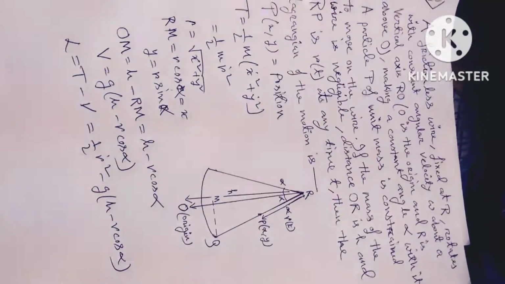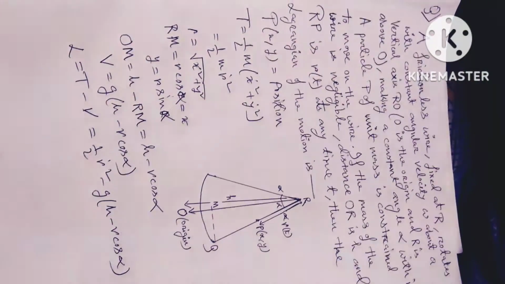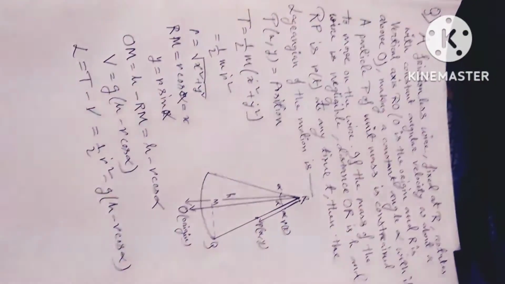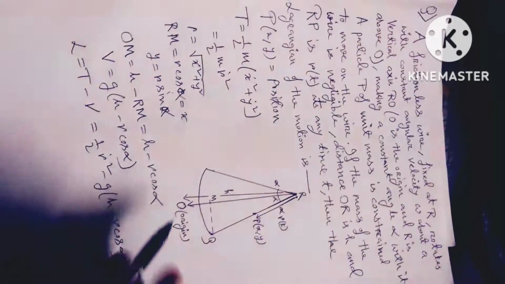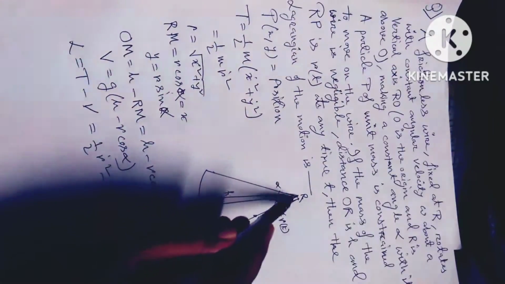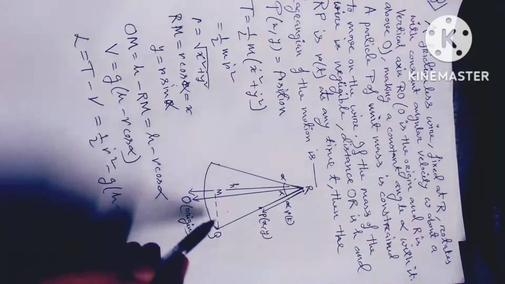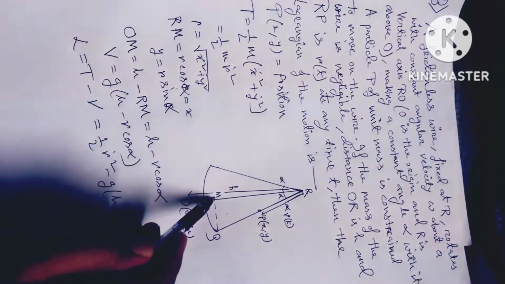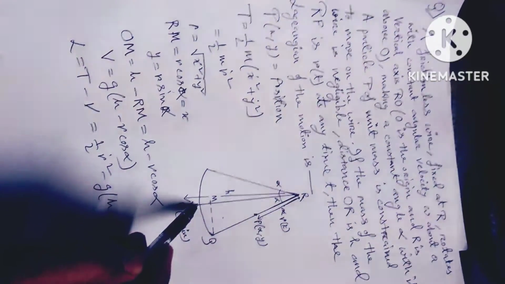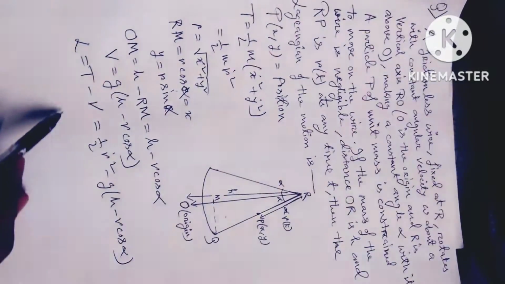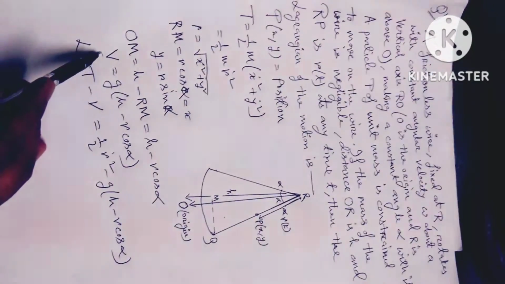Please check the total problem. A frictionless wire fixed at R rotates with constant angular velocity. This is my wire and this is rotating. So I have to find OM, which gives the potential. That's why I find V, the potential energy.